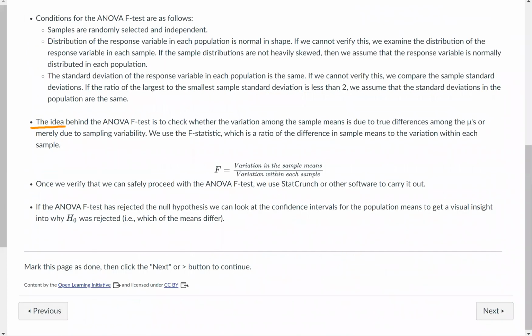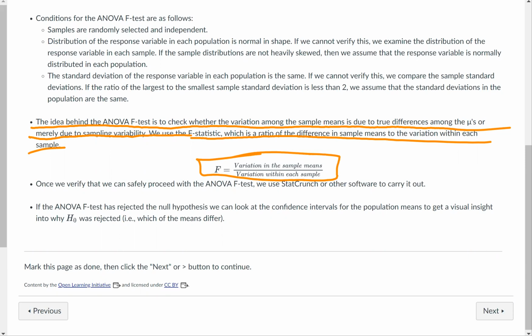Also, the idea behind the ANOVA F-test is to check whether the variation among the sample means is due to true differences among the mu's or merely due to sampling variability. We use the F statistic, which is a ratio of the difference in sample means to the variation within each sample. The formula is basically looking like this, but there's a complicated formula we're not worried about in this class that actually calculates the F statistic, and we use technology to calculate it instead of calculating it by hand, like StatCrunch or something like that.